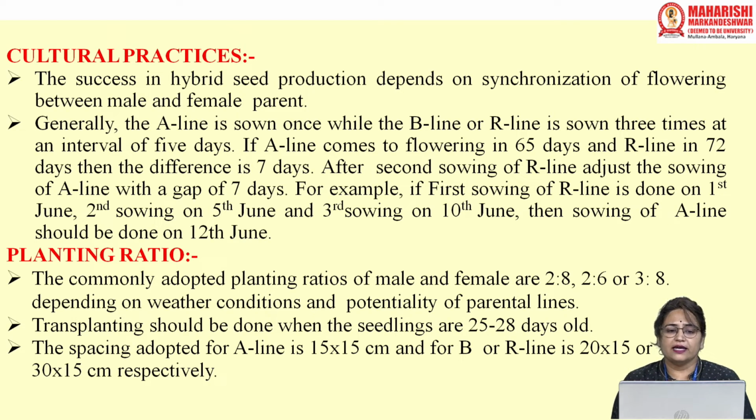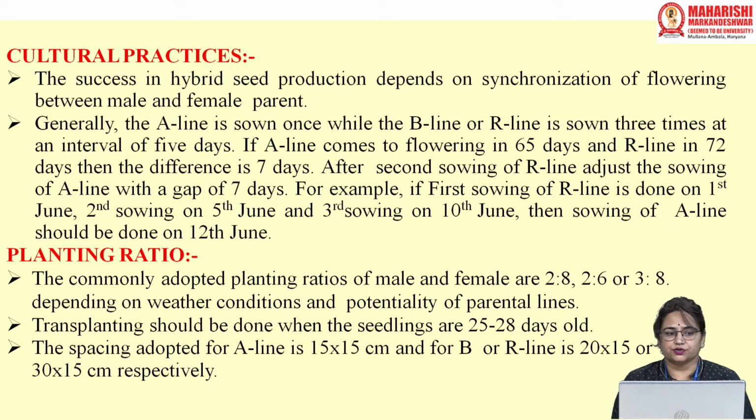Generally, the A line is sown once, while the B line or R line is sown 3 times at an interval of 5 days. If the A line comes to flowering in 65 days and the R line in 72 days, then the difference is 7 days. After the second sowing of the R line, adjust the sowing of the A line with a gap of 7 days, so that synchronization takes place. For example, if the first sowing of the R line is done on 1st June, the second sowing on 5th June and the third on 10th June, then sowing of the A line should be done on 12th June, so that there will be synchronization of flowering between male and female.